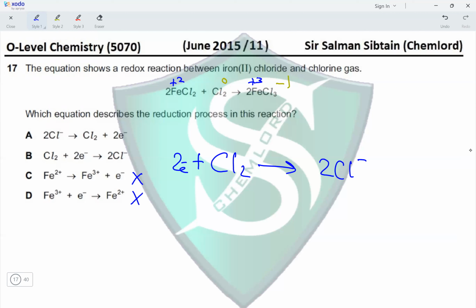So in option A, electrons are found on the product side, showing that oxidation is taking place, which is incorrect. And in B, the electrons are present on the reactant side along with chlorine gas, producing 2 moles of Cl⁻ ions, which shows reduction, making option B the correct option for this question.